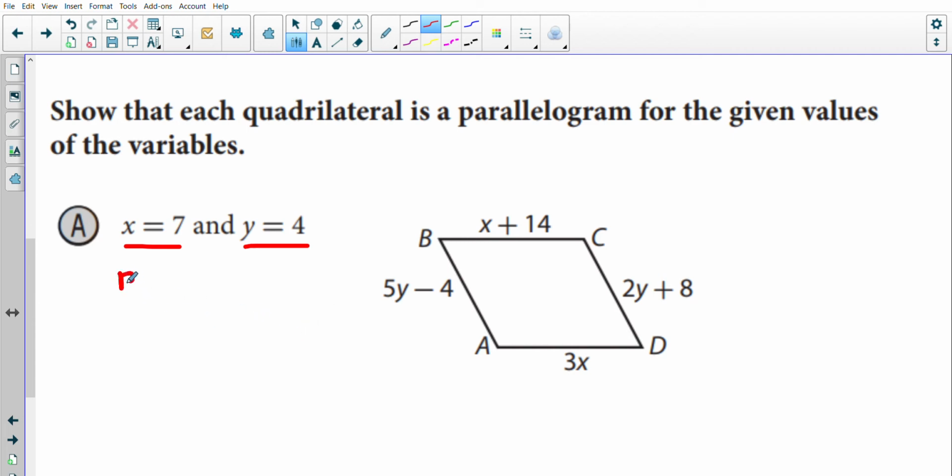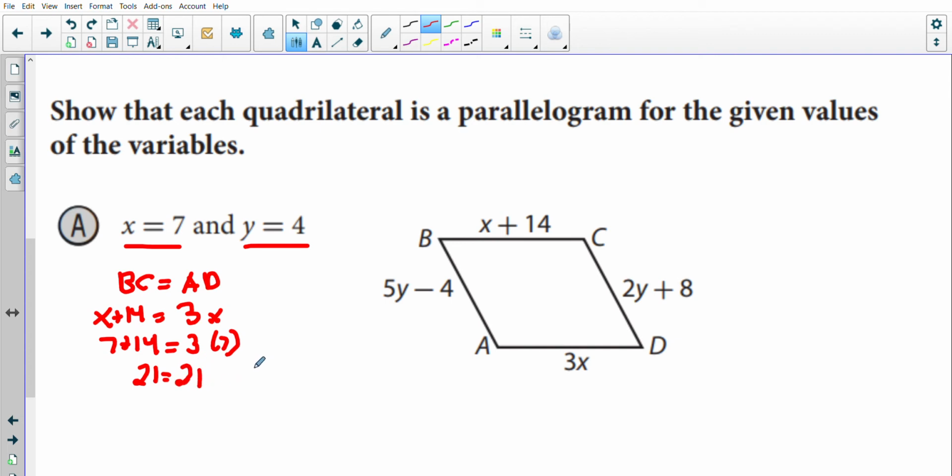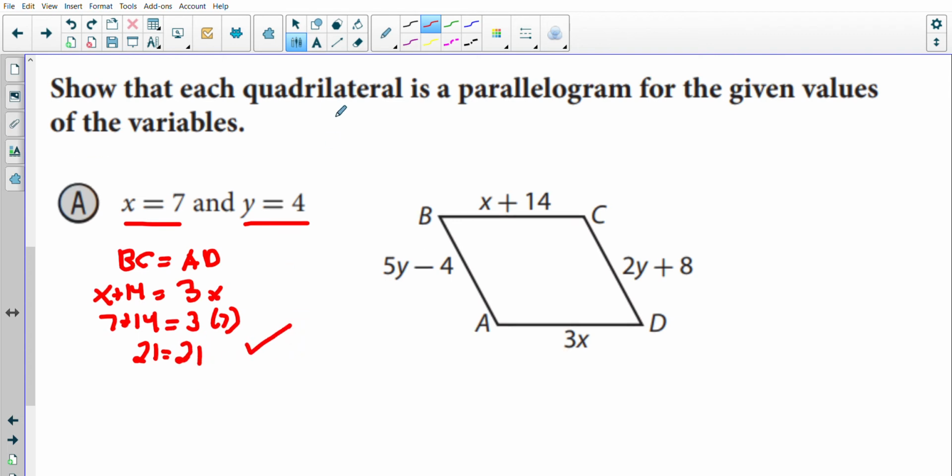If I want to compare BC to AD, the representations given in terms of x are x plus 14 and 3x. If I plug in 7, that would be 7 plus 14, which is equal to 3 times 7. Both of those are equal to 21. So we've proved that we have one pair of opposite sides that are congruent.